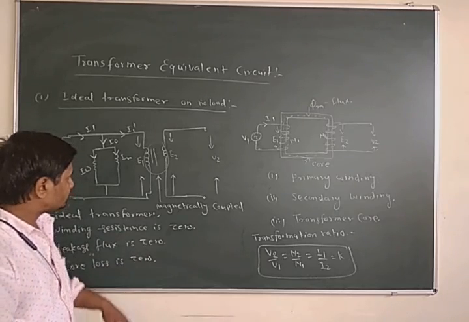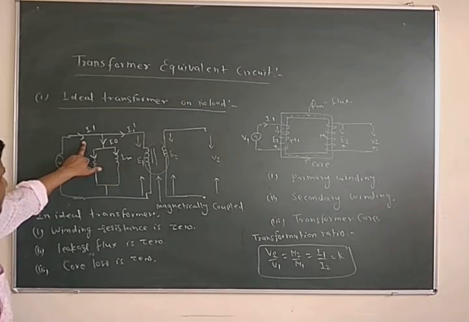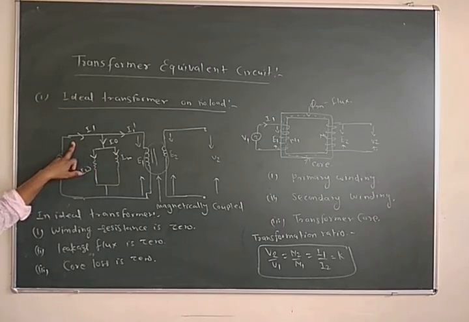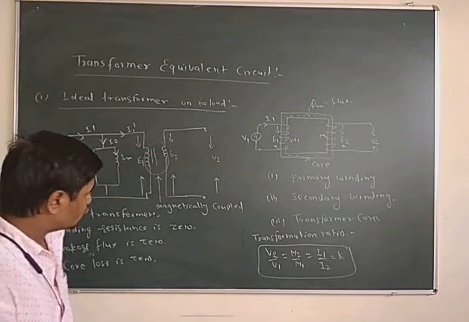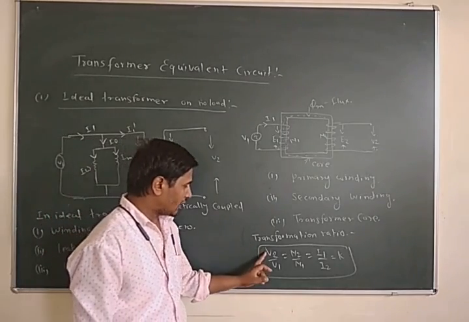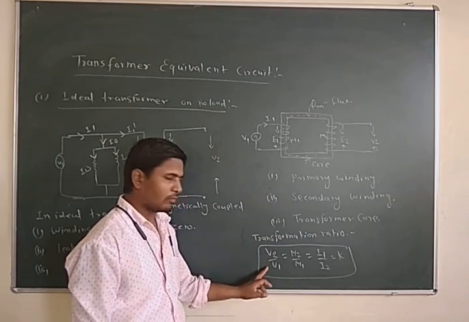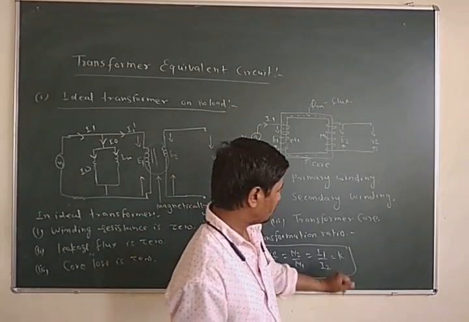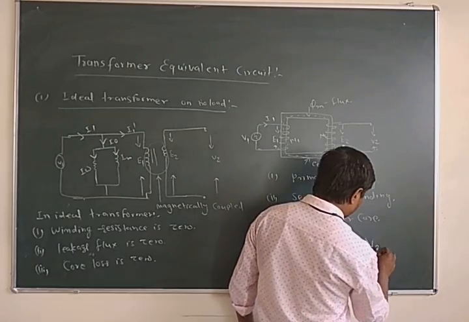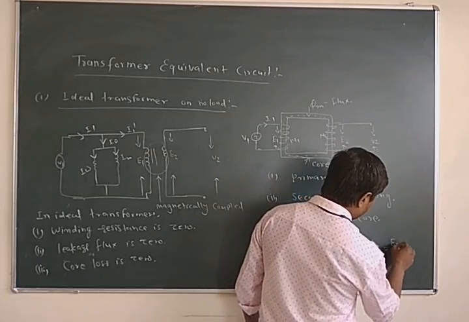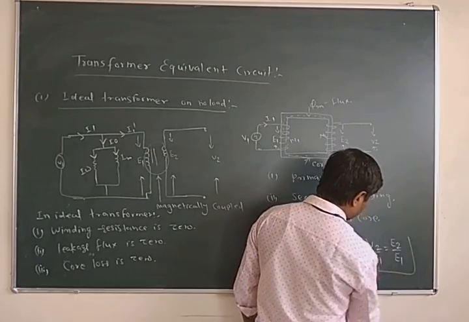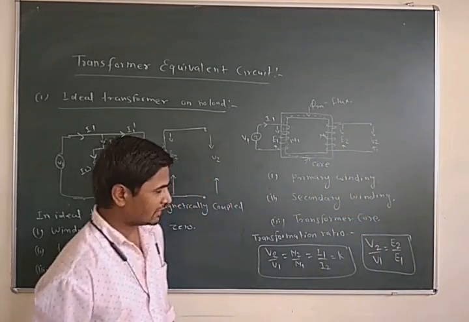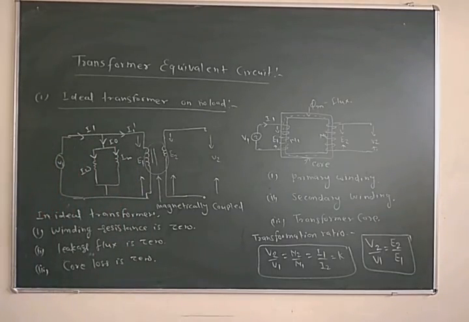So here winding resistance is neglected at primary and secondary. In this case, from the transformation ratio, V2 upon V1 is equal to N2 upon N1 is equal to I1 upon I2 is equal to K. So we can say that V2 upon V1 is equal to V2 upon E1 because winding resistance is neglected. So this is the equivalent circuit for an ideal transformer on no load.